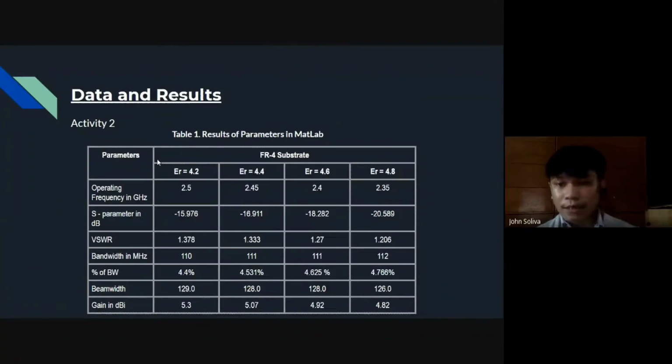So lastly, for the 2.35 gigahertz at 4.8, the S parameter in dB is negative 20.589, the VSWR is 1.206, bandwidth in megahertz is 112, percent bandwidth is 4.766%, beam width is 126, and gain in dBi is 4.82.